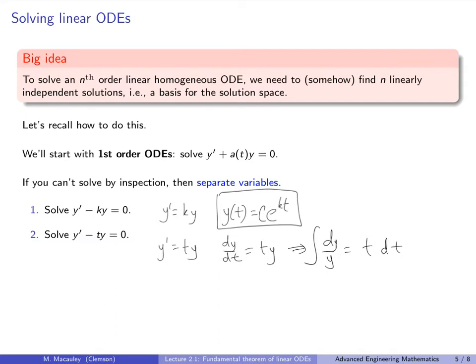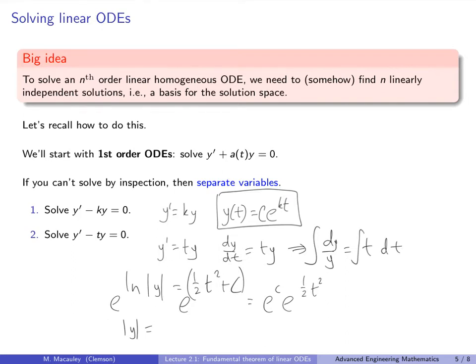And I'm going to integrate both sides. And over here we get the natural log of the absolute value of y equals 1/2 t squared plus c. And now let's exponentiate both sides. So I'll put an e here and I'll put an e here. And what we get on the left-hand side is just the absolute value of y. And the right-hand side, well, let's see, this is e to the c times e to the 1/2 t squared.